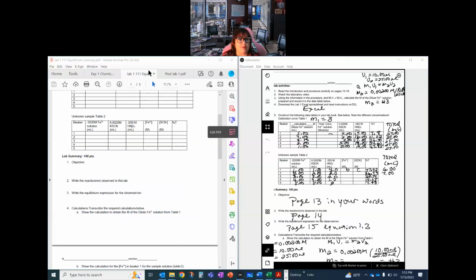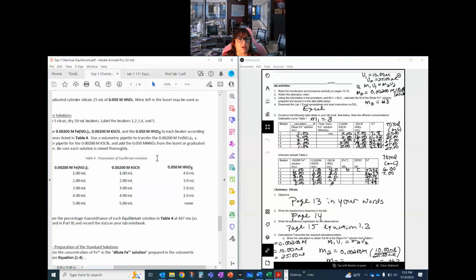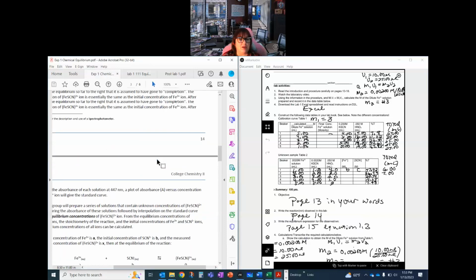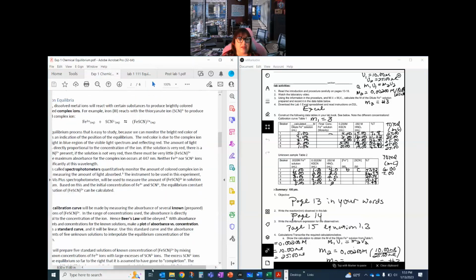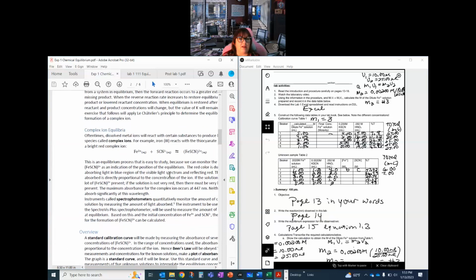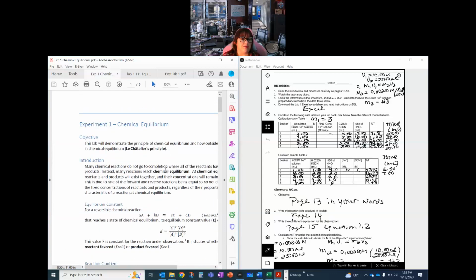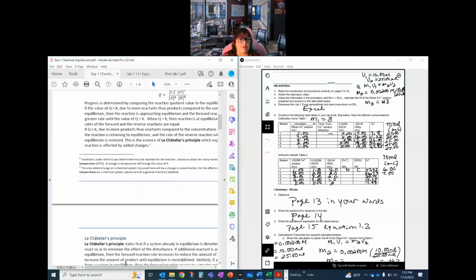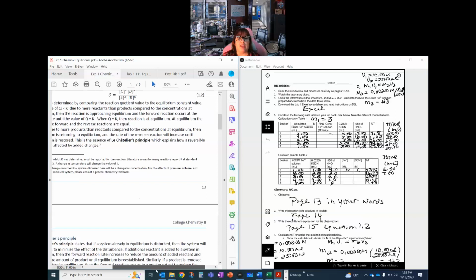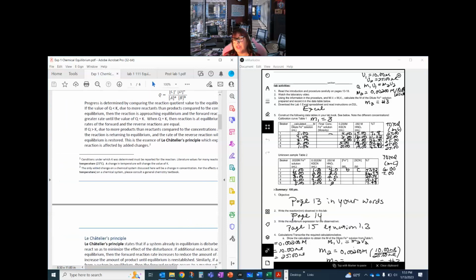And when I look at the lab manual, if I scroll all the way up, I know that there was an objective in here. And that's what I'm going to want to put in the summary in my own words. If I do that, I can see that this page number in the lab manual is page 13. So that's why you'll see that the objective says page 13 and in your own words, because you need to do it in your words.